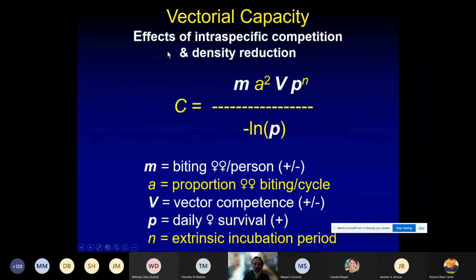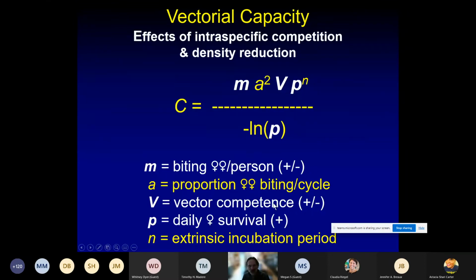And you might get some cases of additive mortality. What this shows then is the effects of intraspecific competition globally, thinking about both the lab experiments and what we saw in the field, and the combination of competition and density reductions might affect multiple ones of these components of vectorial capacity. It might reduce biting number of females, but it might also increase them if overcompensation occurs. It might affect vector competence.